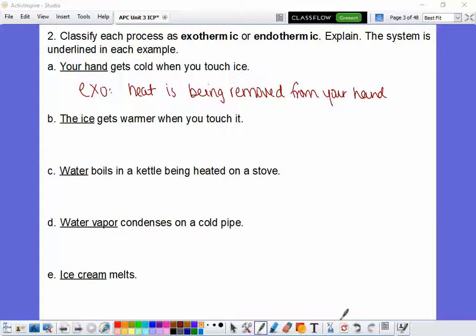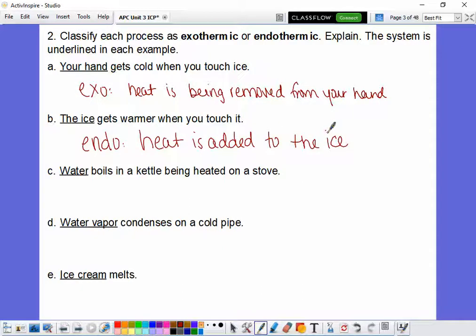All right, so now that you've had a chance to do these, for B, the ice gets warmer when you touch it. So the ice is our system. Is our ice endo or exo? Endo, because what's happening with the ice? Yep, it's absorbing that heat, or heat is added to the ice. All right, what about when water boils in a kettle being heated on a stove? Endo as well, because we're adding energy to the water.